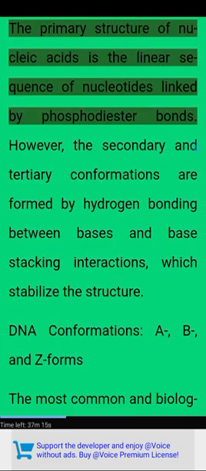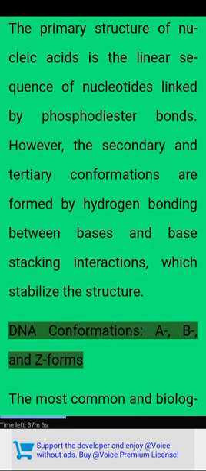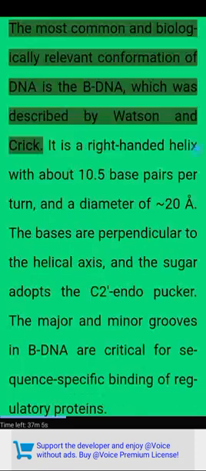The primary structure of nucleic acids is a linear sequence of nucleotides linked by phosphodiester bonds. However, the secondary and tertiary conformations are formed by hydrogen bonding between bases and base stacking interactions, which stabilize the structure. DNA conformations: A, B, and Z forms.